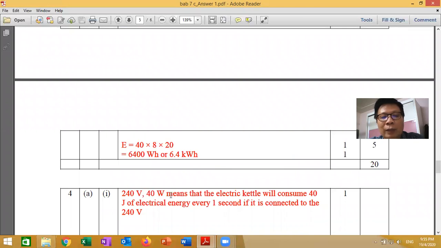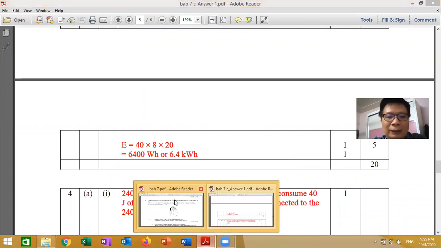Don't look at the electric kettle like you say. You consume 40 joule of energy every second if connected to 240 volt. Actually, the answer is correct, just cancel the electric kettle. This means that the bulb will consume 40 joule of energy every 1 second if connected to 240 volt. Understand? Cancel electric kettle. Okay, next.